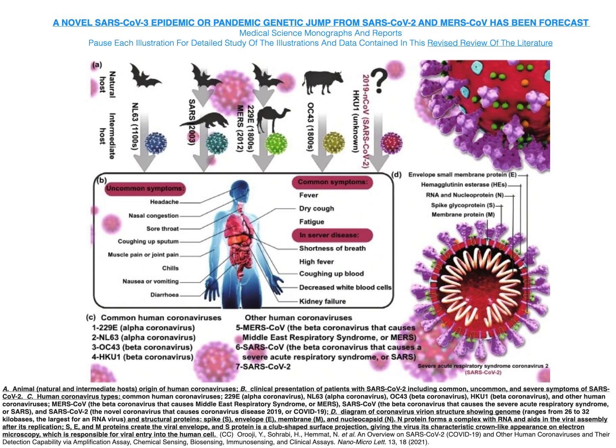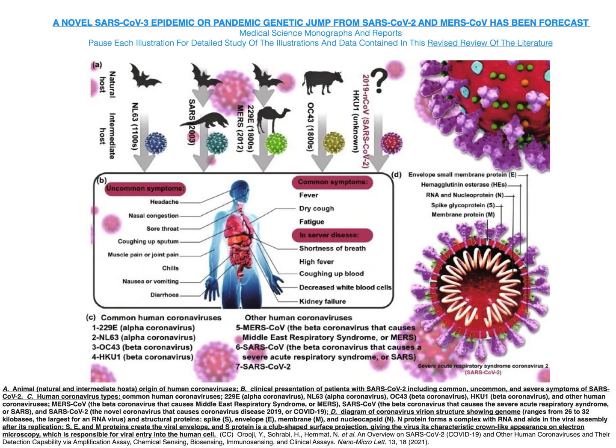MERS-CoV, the beta coronavirus that causes Middle East Respiratory Syndrome or MERS. SARS-CoV, the beta coronavirus that causes the severe acute respiratory syndrome or SARS. And SARS-CoV-2, the novel coronavirus that causes coronavirus disease 2019 or COVID-19.